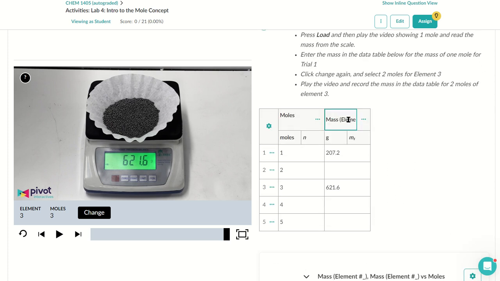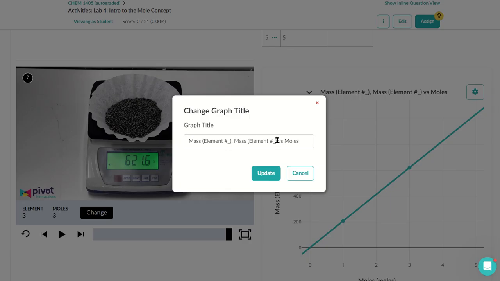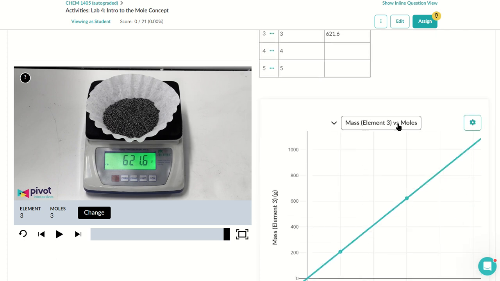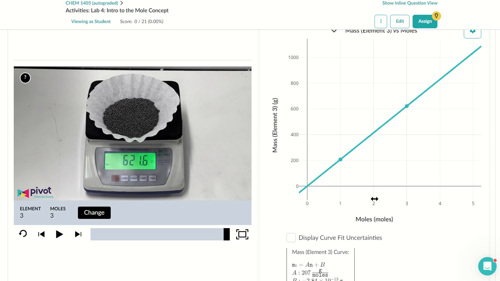So don't forget, because I'm grading this manually, don't forget to tell me what element you got right here. All you have to do is double click it and it allows you to edit. I don't know why it was showing twice, but ignore that other column. You can change the name so it's more reflective of what we are working with.